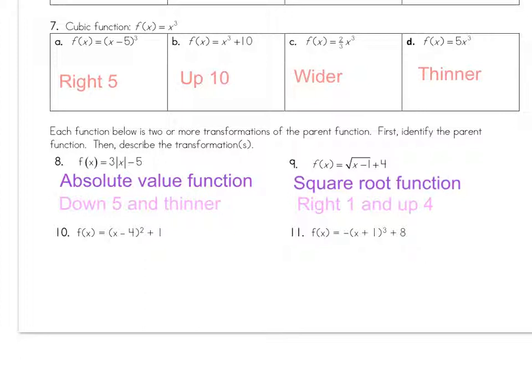All right, pause the video. 10 and 11 are on your own. I want you to think about first what the parent function is. I'll give you a hint for 10 and a hint for number 11. And after that, describe the transformations. 10 has 2 changes, but 11 actually has 3. Hopefully you can find all of them.